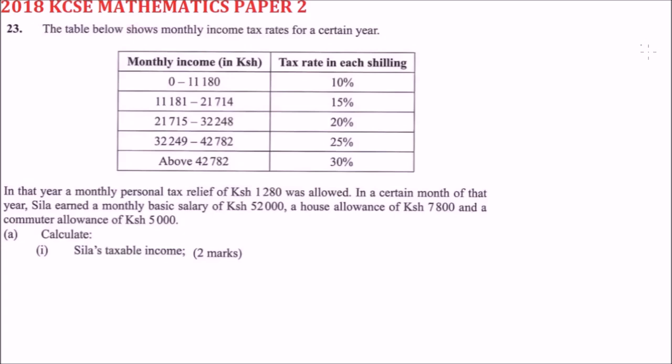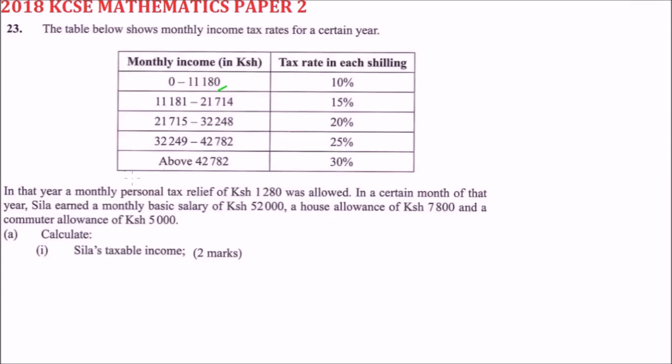So question number 23, we are told the table below shows monthly income tax rates for a certain year. So we have been given the table here. For the first bracket, from 0 to 11,180, you are taxed at the rate of 10%. This means that the tax here will be 10% of this amount. Then you move to the second bracket, which is 15%.